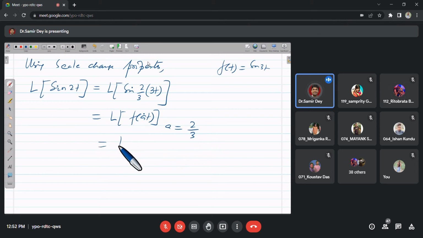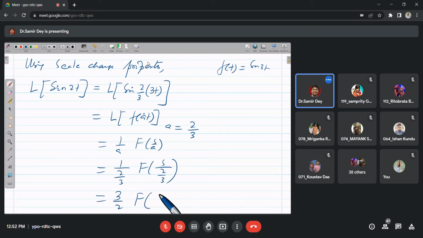So you can write directly 1 by a, F of s by a. That is coming 1 by (2 by 3), F of s by (2 by 3). It is coming 3 by 2, F of 3s by 2. Please check whether it is correct or wrong. Everyone, please check the calculation line by line. My calculation may sometimes be wrong, but please check.